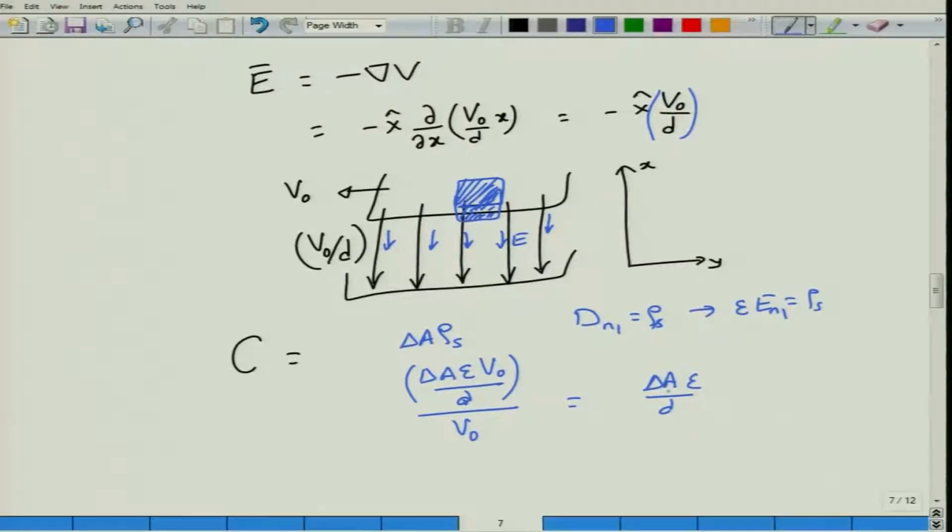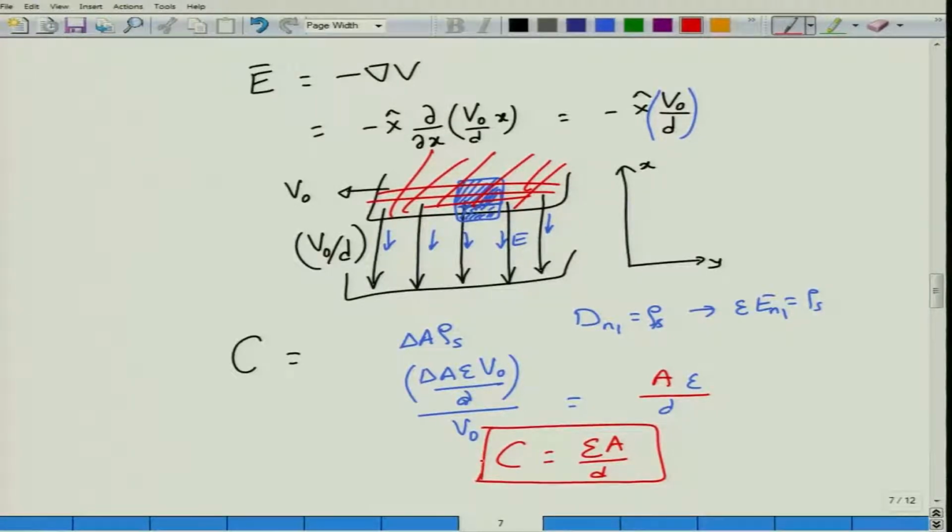Instead of considering this small patch of area, I can consider the entire area itself. So when I take the entire area, I am trying to sum up many delta A's such that they will all sum to one single A, and then I get epsilon A by d or A epsilon by d. So I usually remember this in the form of epsilon A by d, and this happens to be the capacitance of a parallel plate capacitor.